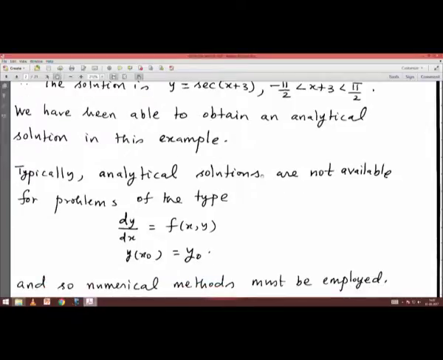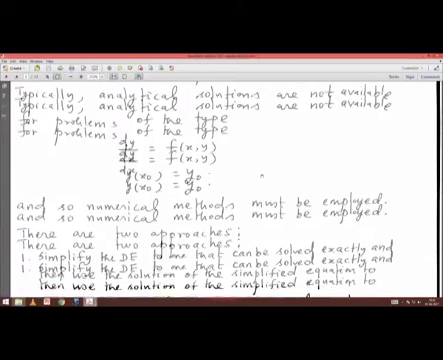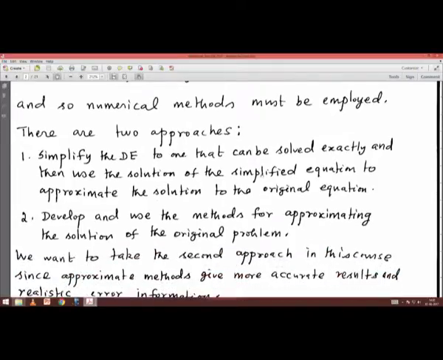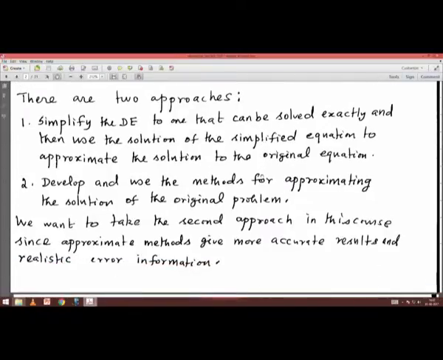In this case we have been able to obtain an analytical solution. But typically the solutions are not available for initial value problems of the form dy by dx equal to f of x comma y and y of x naught equal to y naught. So, we have to adopt numerical techniques by means of which these differential equations can be solved.